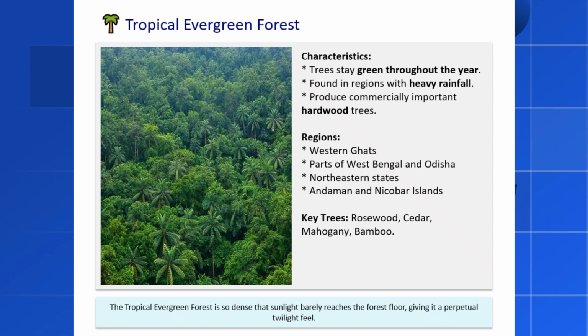Here's an interesting fact about evergreen forests. These forests remain green all year round as the trees retain their leaves throughout the seasons, providing greenery even in winter. These forests are so incredibly dense that sunlight often barely reaches the forest floor. This creates a dark, perpetual twilight environment underneath the canopy.